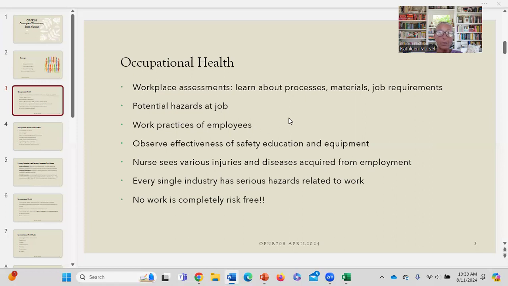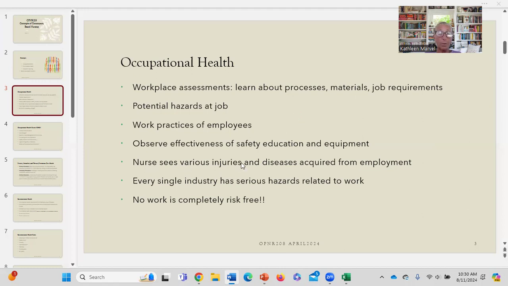What are the potential hazards of the job? What are the work practices of employees? He or she also should be observing for effectiveness of safety education and equipment. Are employees using the safety training they received? Are they using the equipment properly, to minimize injuries or accidents?